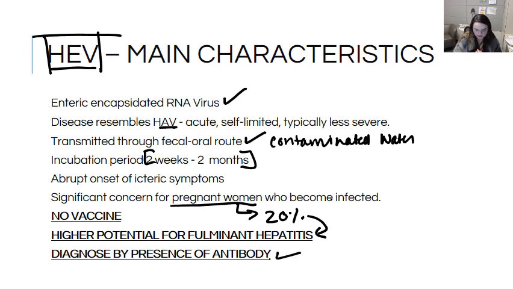And we're going to just diagnose it by the presence of IgG for HEV. There's no vaccine, no specific treatment. You just kind of gotta let the body clear it. So HAV and HEV are our acute hepatitis viruses. They can lead to fulminant hepatitis, but really we're worried about fulminant hepatitis in pregnant women infected with HEV. HAV has a vaccine, HEV does not, and you get it through fecal oral route.